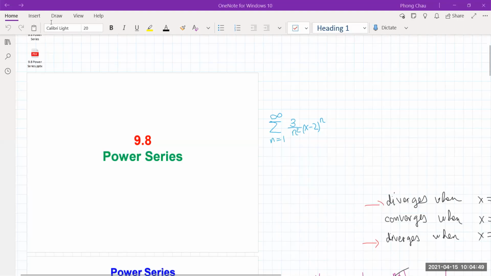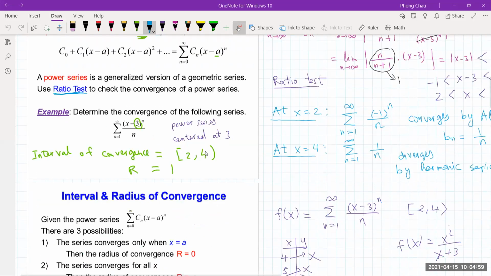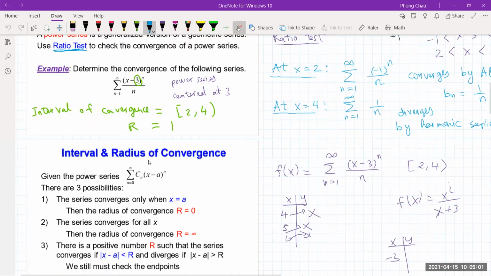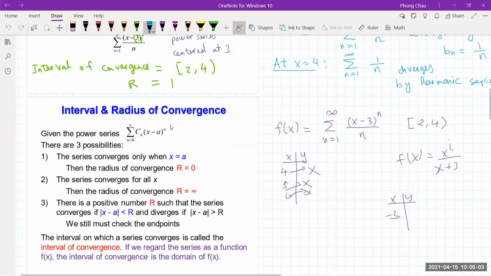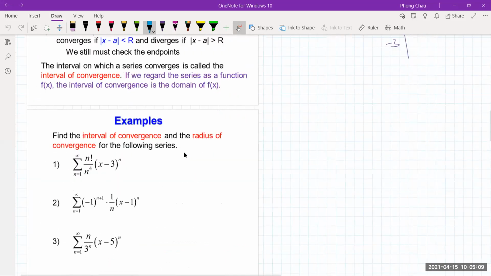Right, this is 9.8 power series, part 2. Now, let's recall that a power series must have the form of x minus a to the n power, okay? Then we have three possibilities. We can go over some of these examples here.